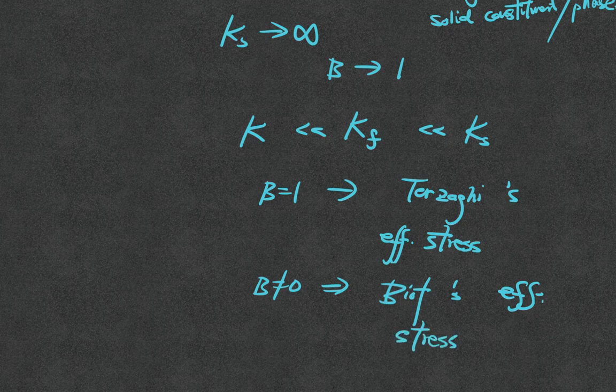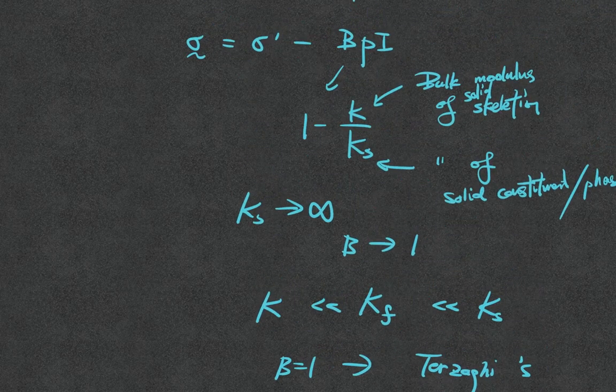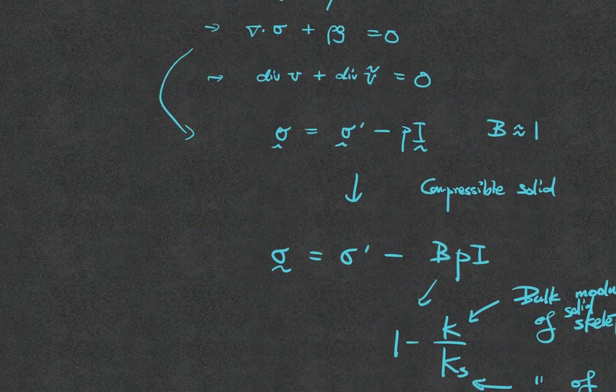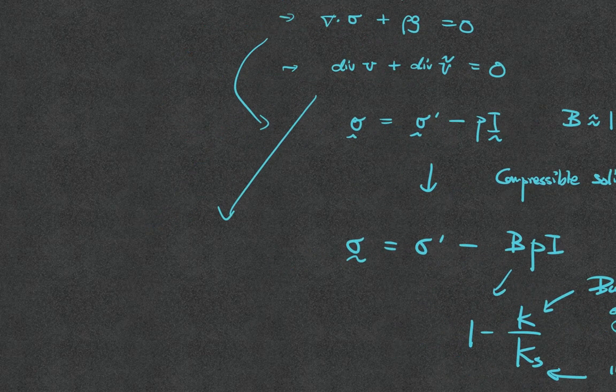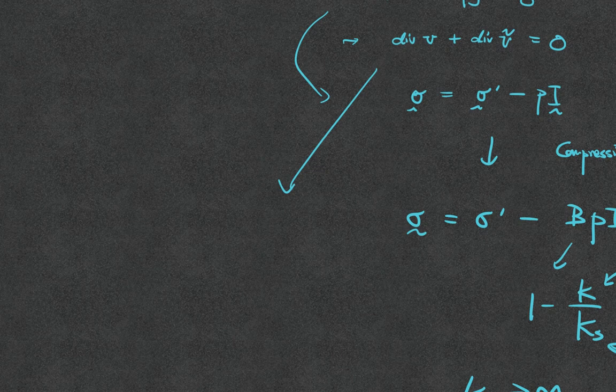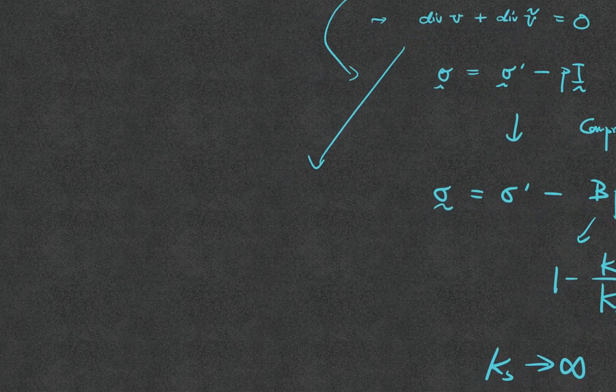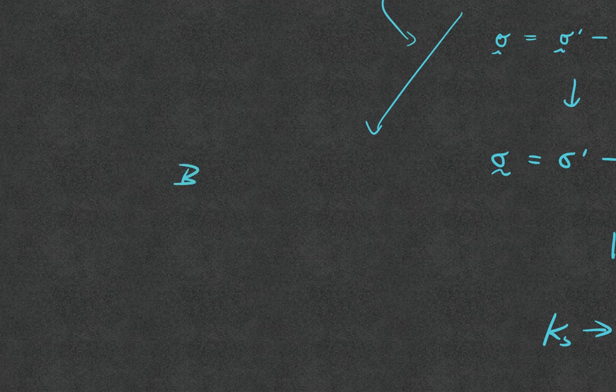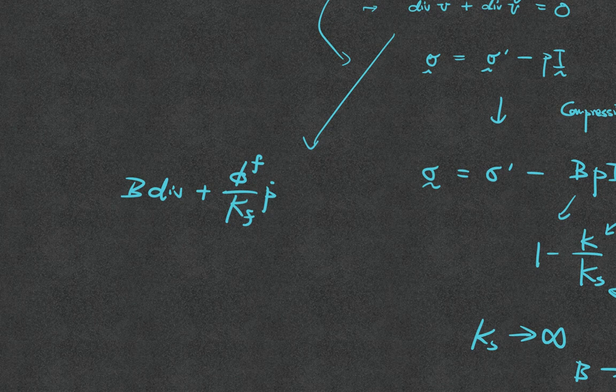Okay, so there are other implications for the balance of mass as well. If the material is compressible, then we would have a new term, which is B times the divergence of v plus the porosity divided by Kf times p dot plus the divergence of v equals 0.